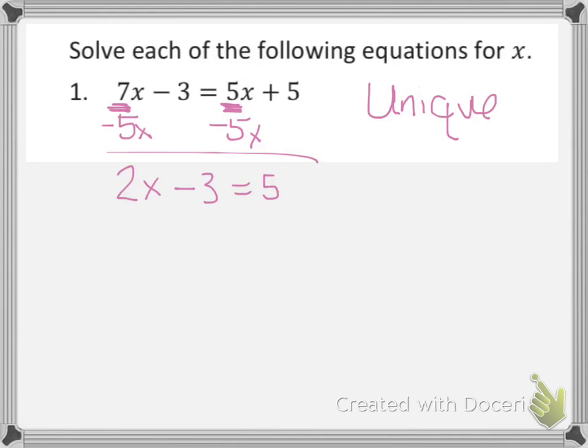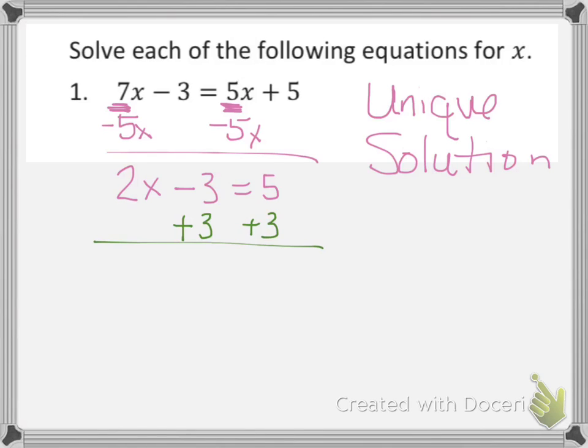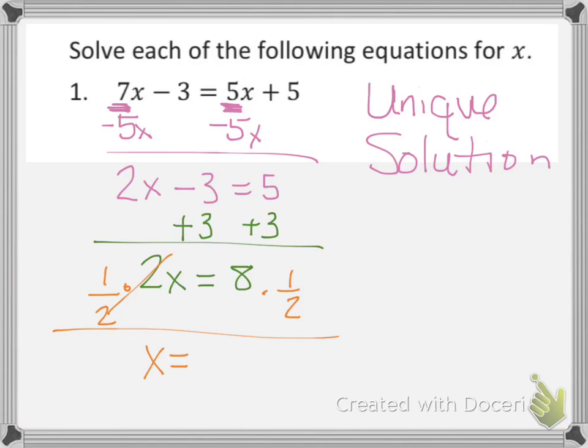There is a unique solution. So I'm going to continue to solve this and isolate the x so we can find out what that unique solution is. Add 3 to balance the equation. We get 2x is equal to 8. Then if I multiply by the reciprocal, I will get x all by itself. Balance the equation again. The 2's go away. I get x equals 8 divided by 2, which is 4. So that is the unique solution. x equals 4. It's the only value that x can be that will make this statement true.